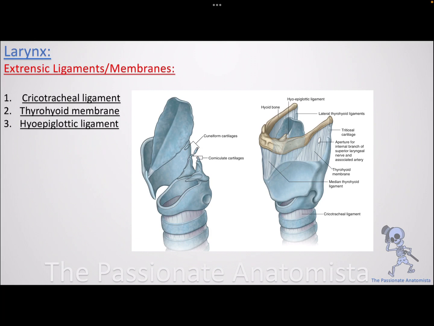Now, when we move on, talking about the ligaments and membranes, we already talked about the cartilages, and now we need to connect these cartilages together, and we need to connect them to the surroundings. Now, think about extrinsic ligaments or membranes as the things that connect me as a larynx to the surroundings. You have your hyoid bone on the top, and this bone is very important for the movement of the larynx during deglutition and swallowing. So this is your topmost structure. This is the thing that sits on the top of your larynx.